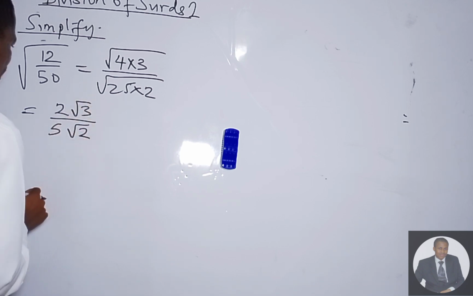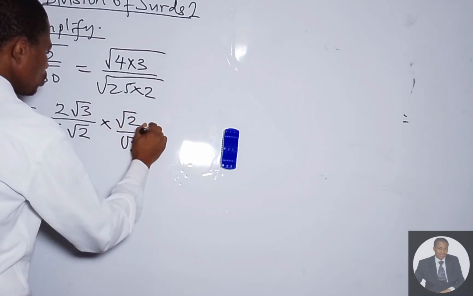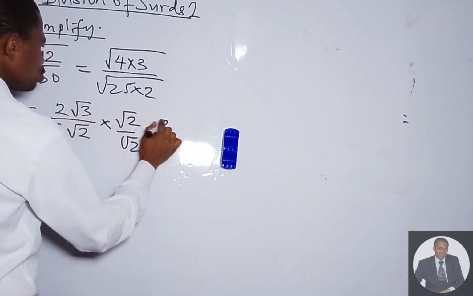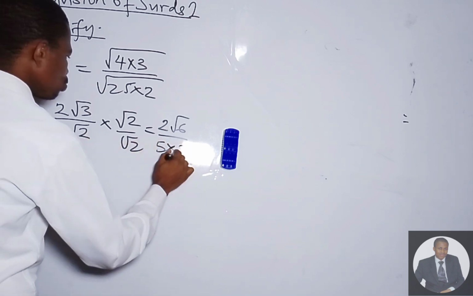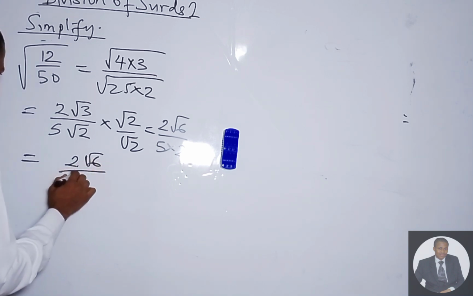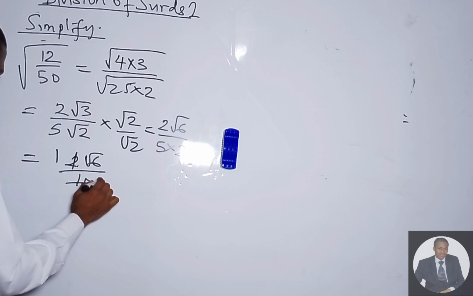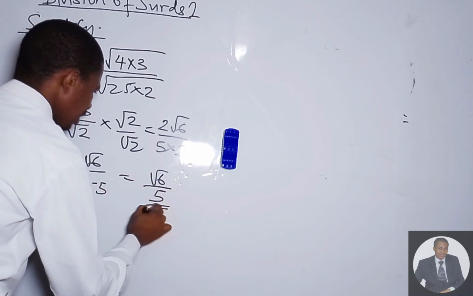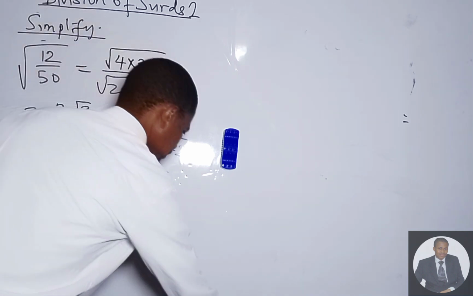So we rationalize this surd by multiplying both sides by root 2. What do we have? 2 root 3 times root 2 is root 6. Well, we have 5 root 2 times root 2, 5 times 2. So we have 2 root 6 all over 10. 2 into 2, 1; 2 in 10, 5. So we have root 6 divided by 5 as our answer in this case.